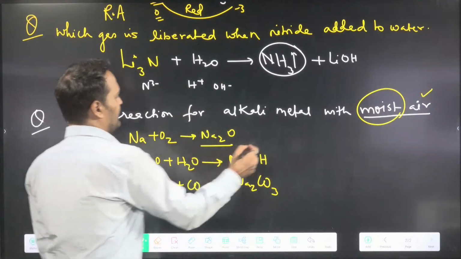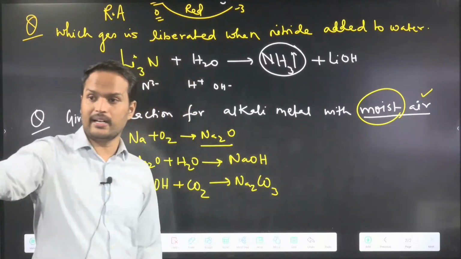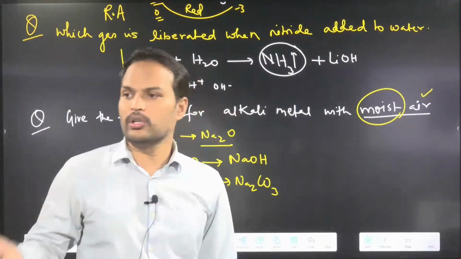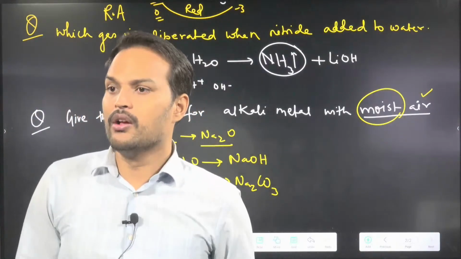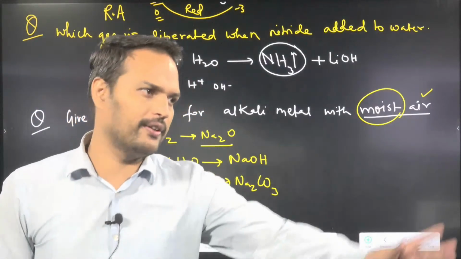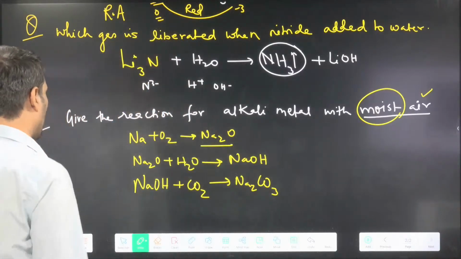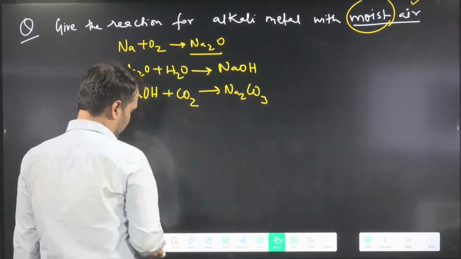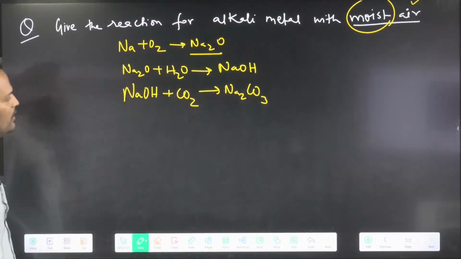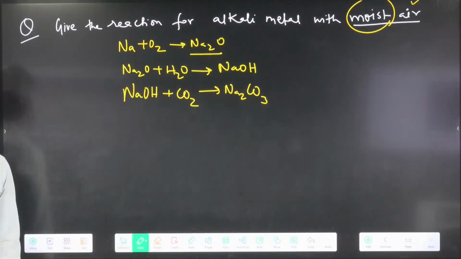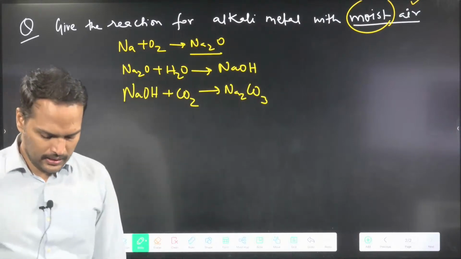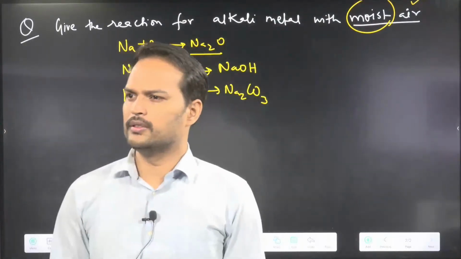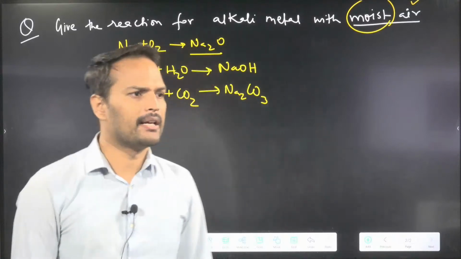If I take lithium, then I can also say that nitride is also formed. You put the nitride in water, ammonia is also formed. So we have a variety of reactions. Clear with this point? So moist means you have to consider water also. So this is the meaning. Okay? Clear with this point?